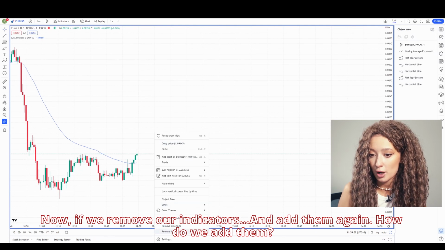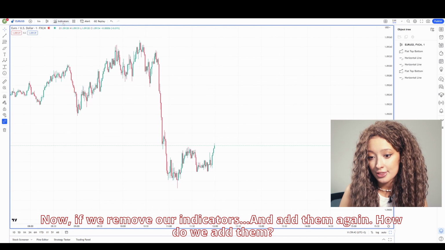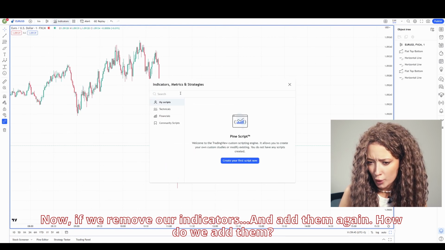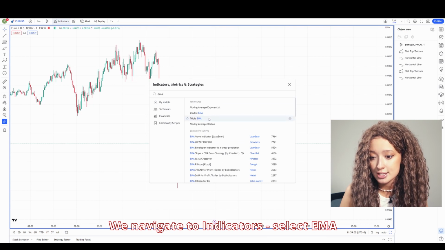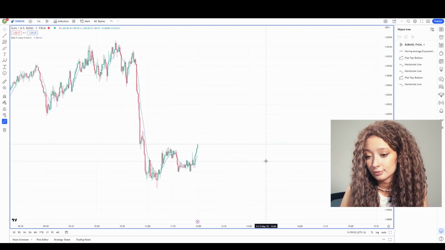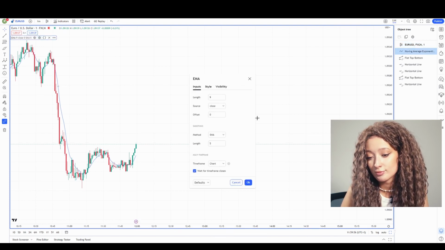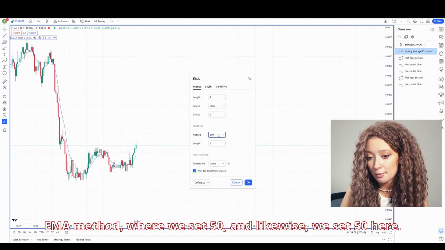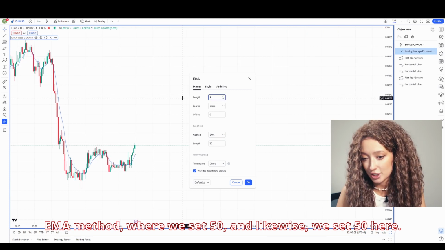Now, if we remove our indicators and add them again. So, how do we add them? We navigate to Indicators, select EMA. For the settings, we specify the EMA method, where we set 50, and likewise we set 50 here.